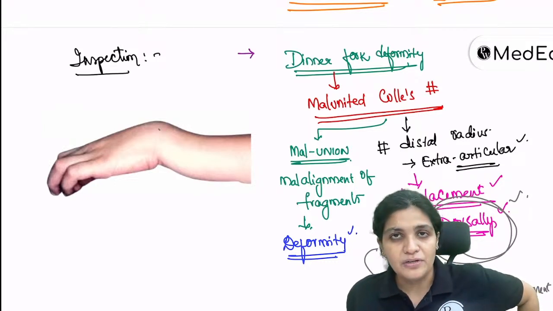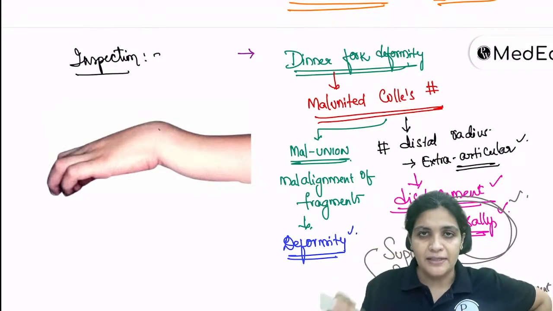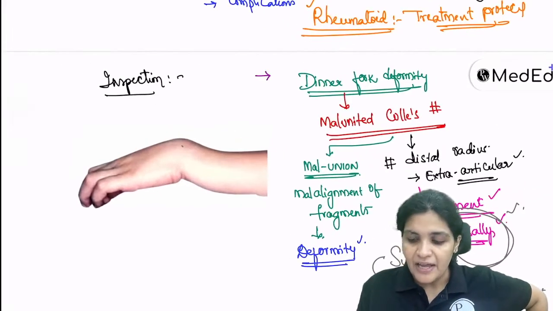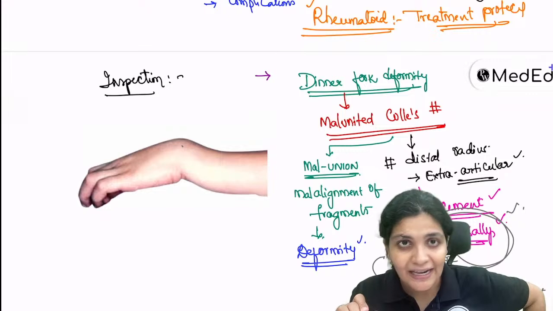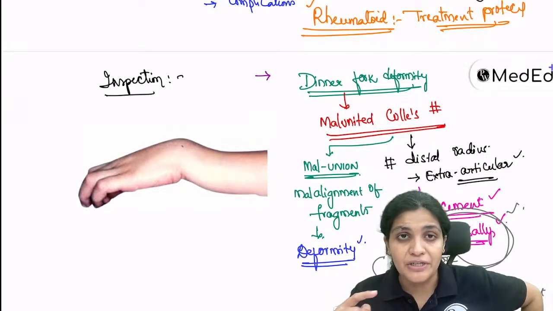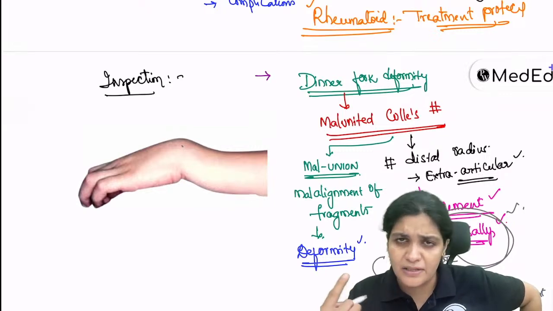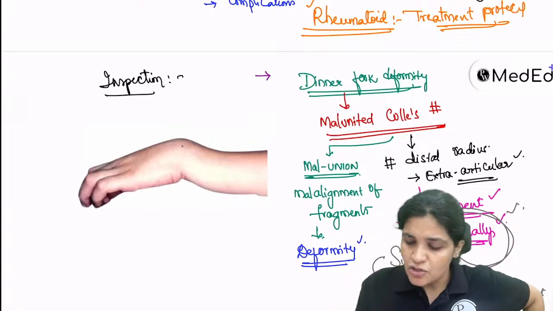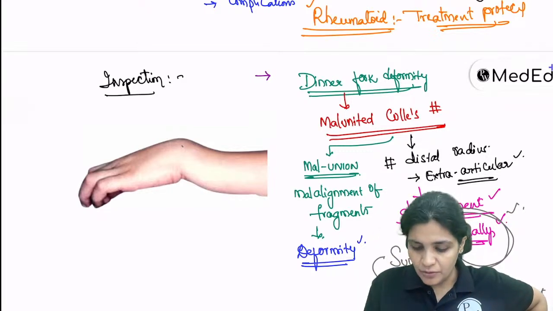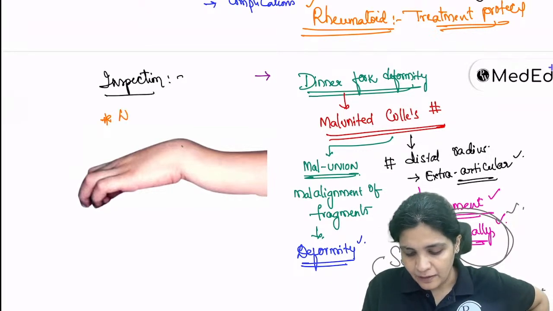As soon as you see these inspectory findings, what will you write? You will write that there is a deformity present at the wrist, and this deformity is showing that there is some malunion or some other growth on the dorsal aspect, right? First you will write whatever you see, that is the deformity itself.